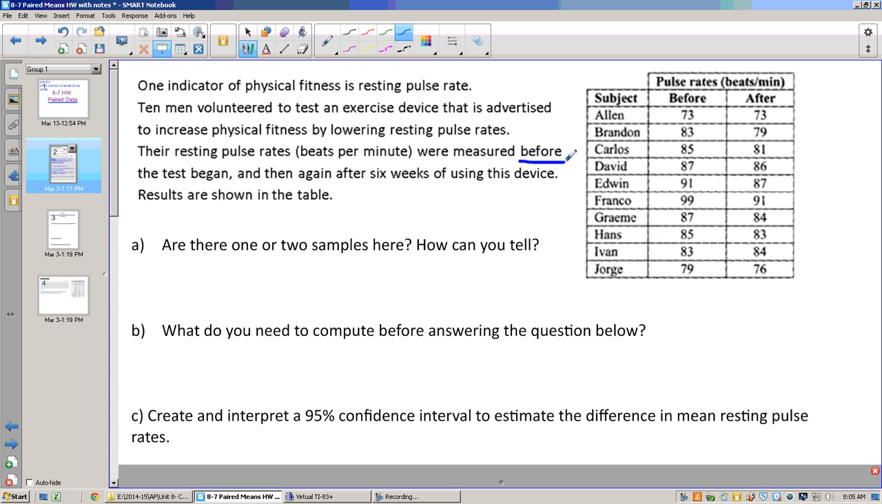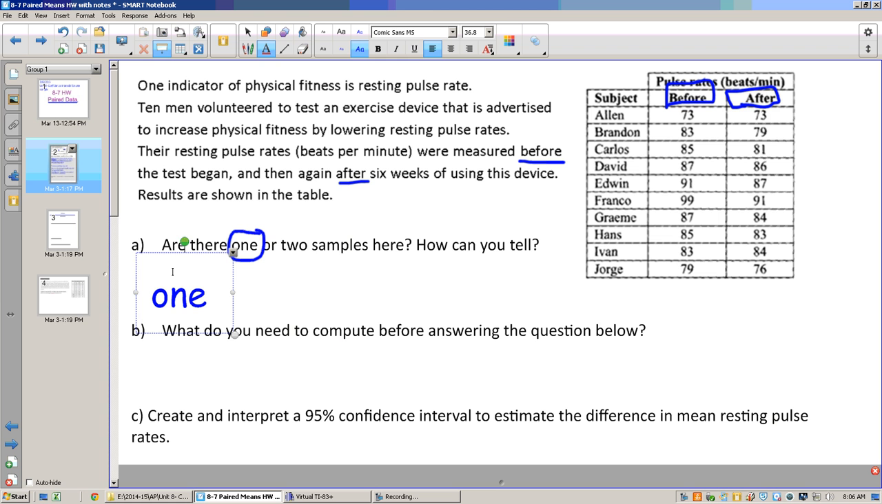If you recognize this before-after situation, maybe from the beginning of the year. So before using the device and then again after. The results are shown here in this table. Are there one or two samples here, and how can you tell? Well, we do have before rates and we do have after rates. But there's really only one sample here. We only have one sample, and the one sample that we're looking at is 10 men.